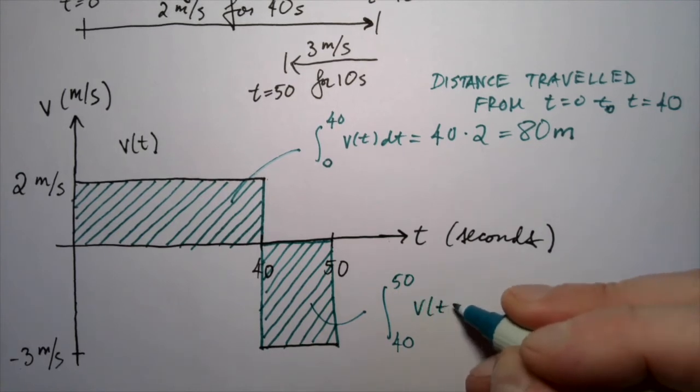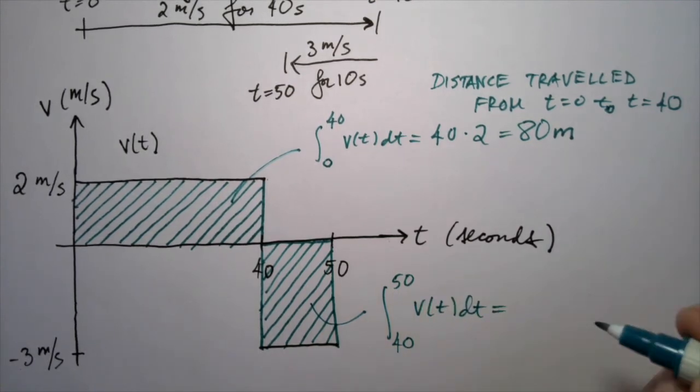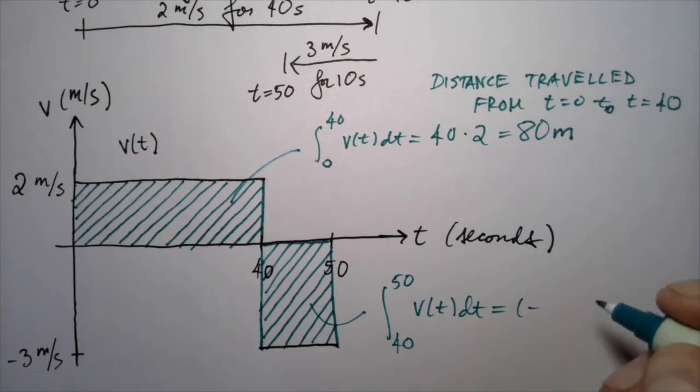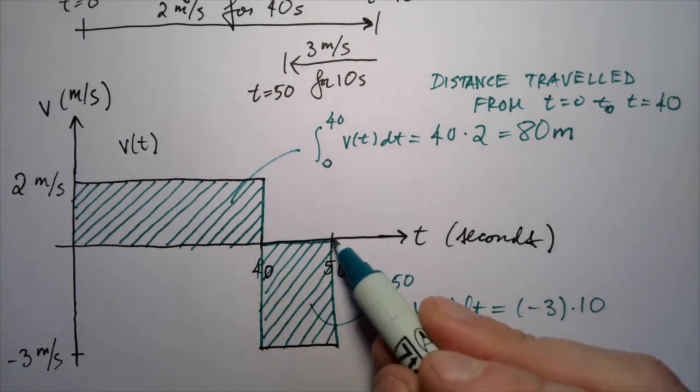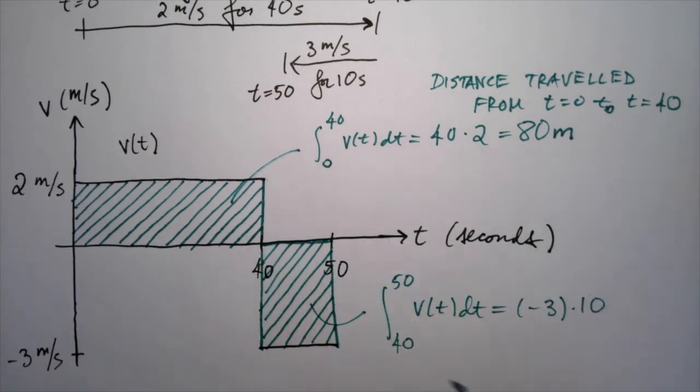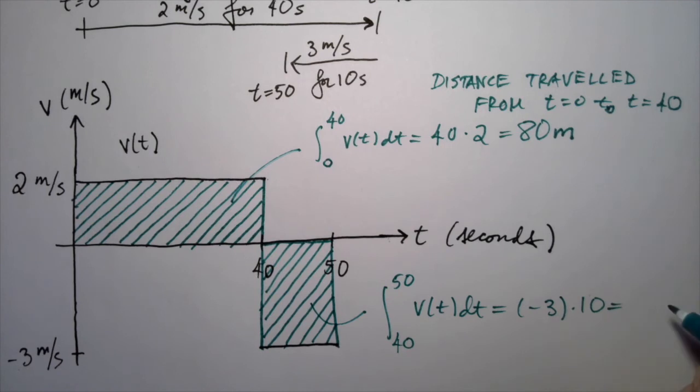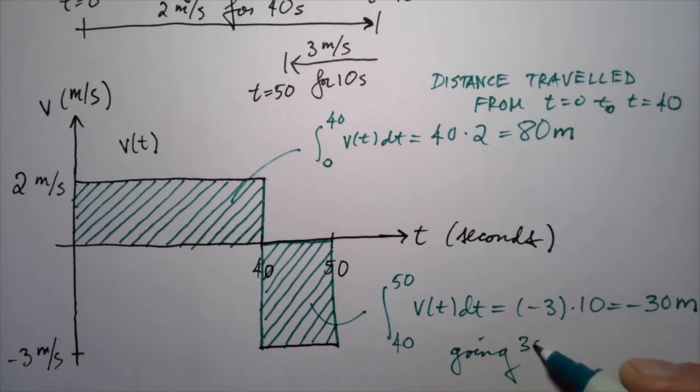If I integrate the velocity function from 40 to 50, I'll get negative 3 times 10, because it's width 10, 3 down, but in the negative direction, negative area. I'll get minus 30 meters, right? So that corresponds to going 30 meters in the reverse direction over those 10 seconds.